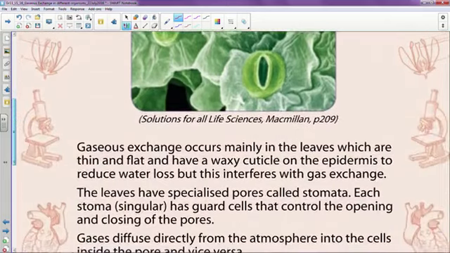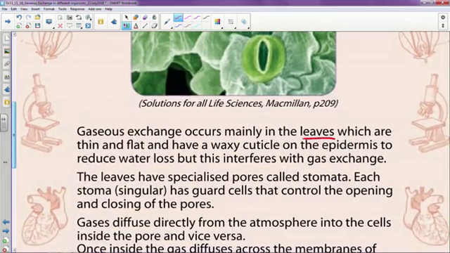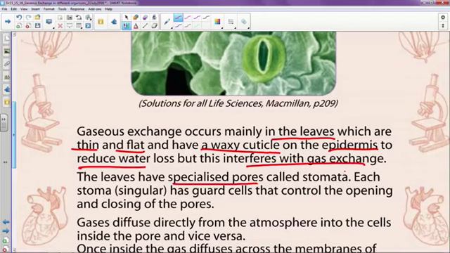Okay, so gaseous exchange occurs mainly in leaves, which are thin, flat, and have a waxy cuticle on the epidermis to reduce water loss, but this interferes with gaseous exchange, and hence the leaves have specialized pores called stomata, and these are generally on the ventral surface or the surface below the leaf. So it's not on the dorsal surface, because the dorsal surface has a waxy cuticle, and that is there to prevent the excessive loss of water during transpiration.